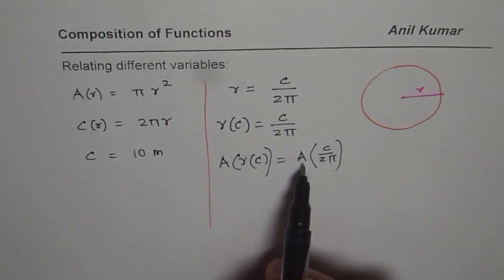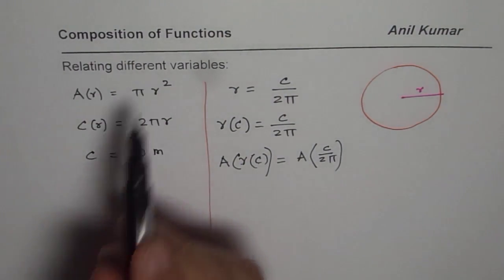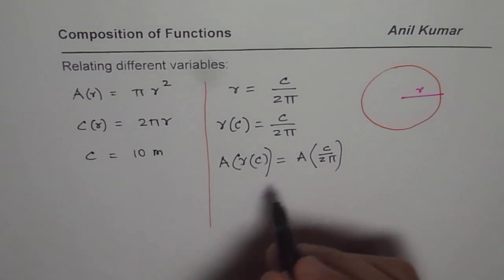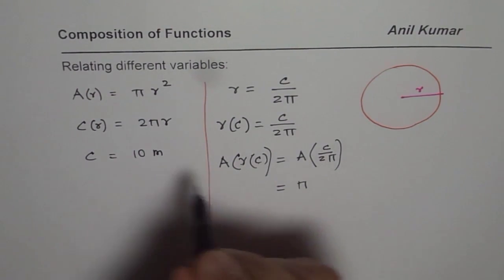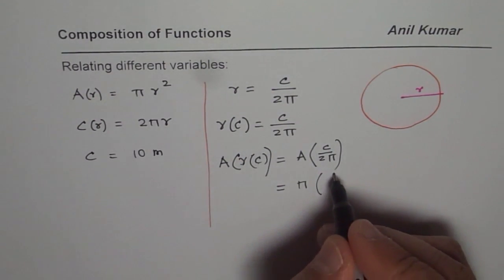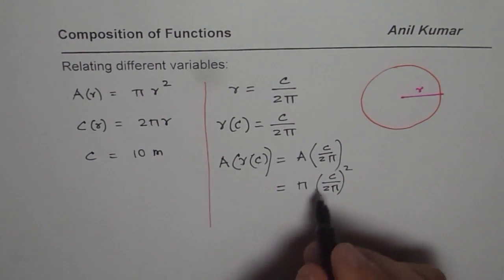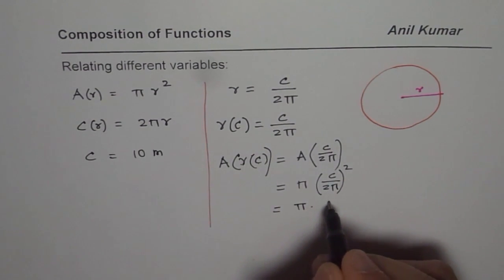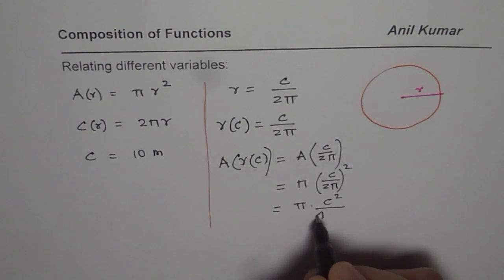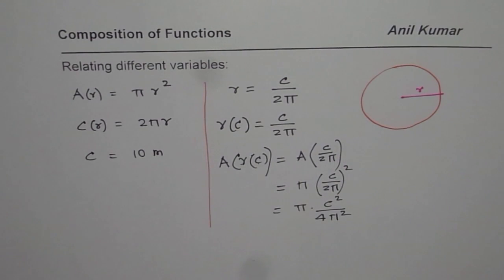Now we know area function is defined as pi r square. So we could write this as equal to pi, we'll substitute c over 2 pi for r, right? So we'll get pi times c over 2 pi whole square, right? Now this could be expanded and simplified. So we get pi times c square over 4 pi square.